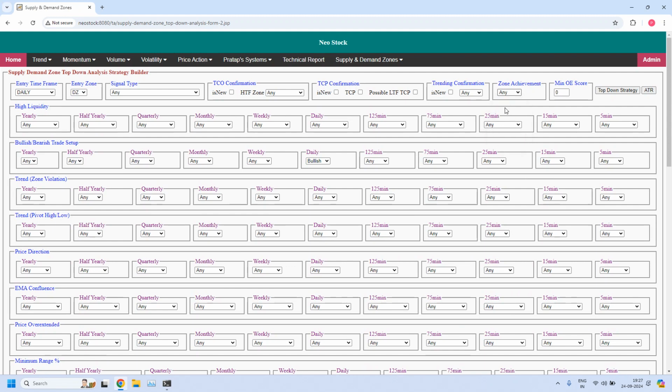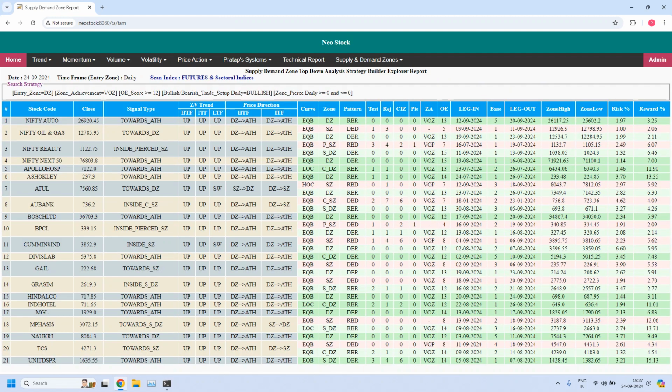Zone achievement violated opposing zone. Minimum odd enhanced score is 12. All the three filters are applied to daily demand zone. So total 21 stocks are filtered. All these 21 stocks are supporting bullish trade setup for monthly income trade.